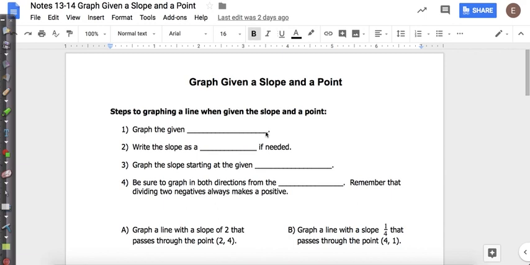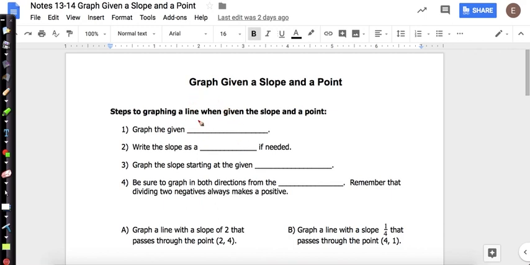Now we're still going to be graphing linear functions that go through the origin, but now I'm going to give you a slope and a specific point or coordinate to start from. So here are the steps to graphing a line when given the slope and a point.